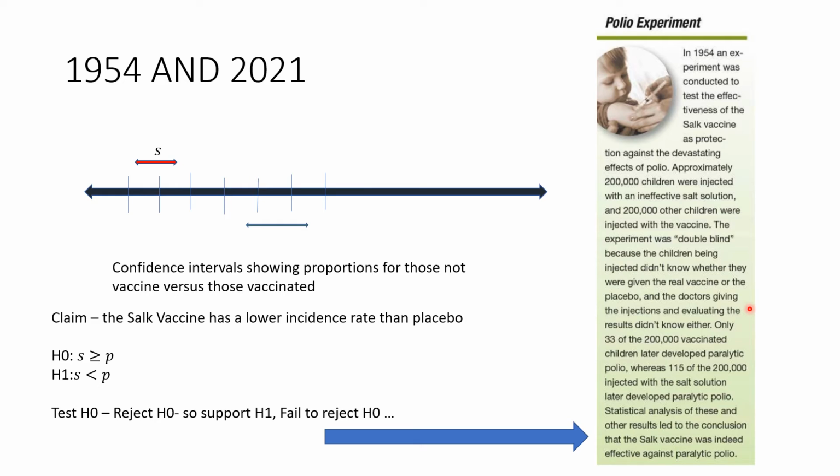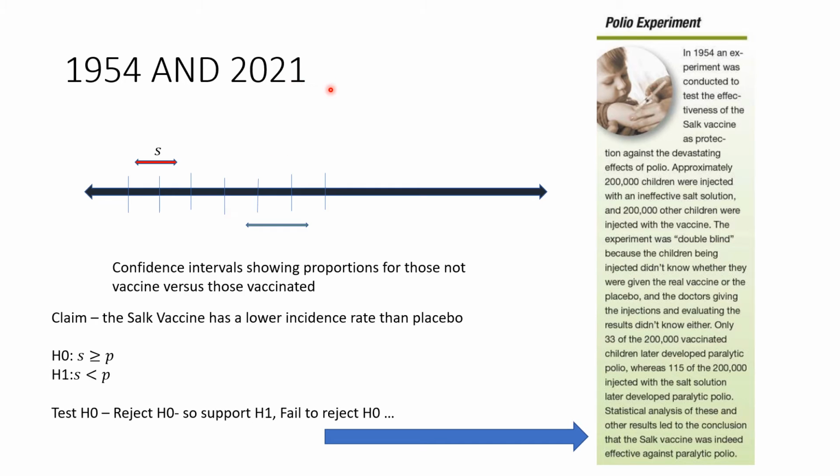The results said that only 33 of the 200,000 vaccinated children later developed paralytic polio, whereas 115 of the 200,000 injected with the placebo later developed paralytic polio. Statistical analysis of these and other results led to the conclusion that the Salk vaccine was indeed effective against polio, and we're finding the same thing is true. That's that the vaccines that are emerging are effective against COVID-19. It's a similar kind of analysis.